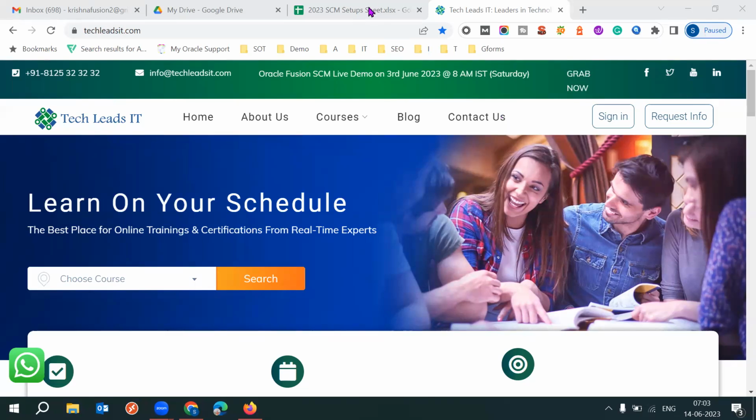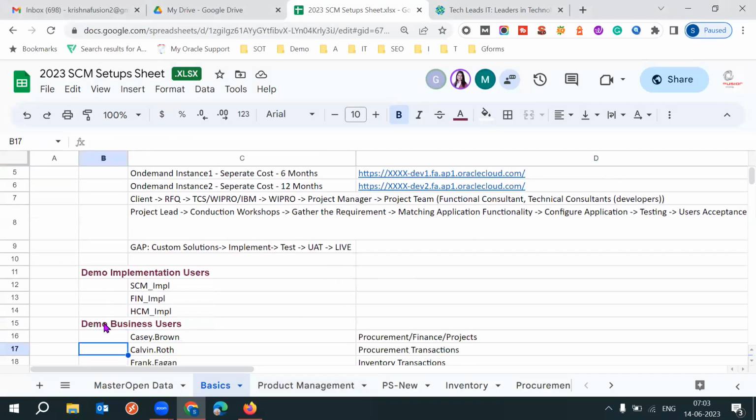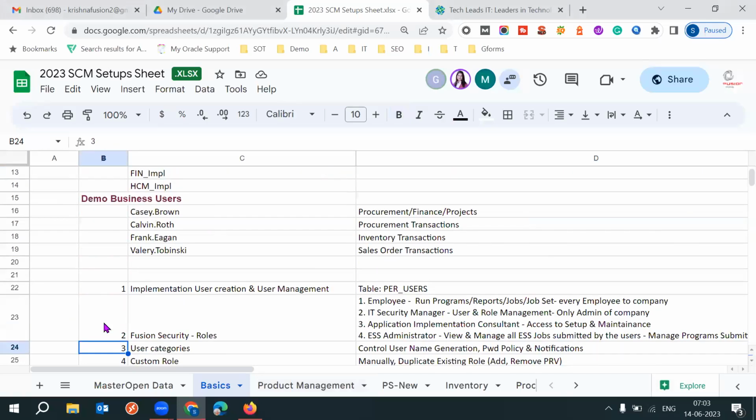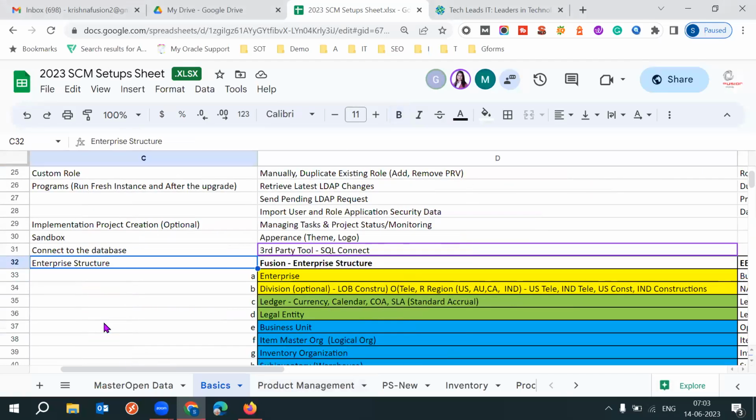As I mentioned, today is an important session. Today, we will discuss enterprise structure, nothing but company structure.